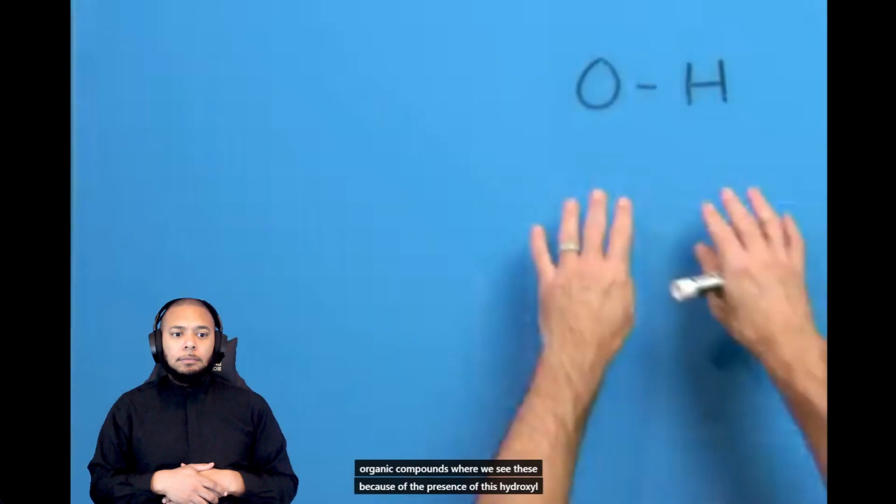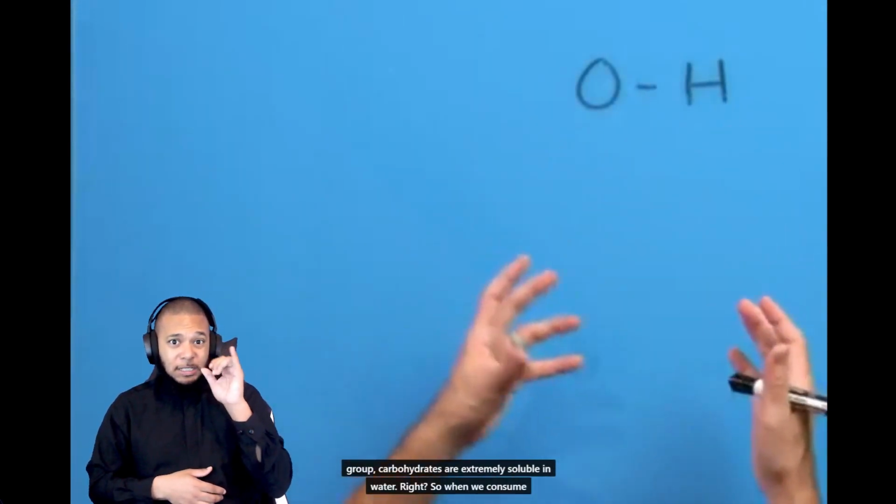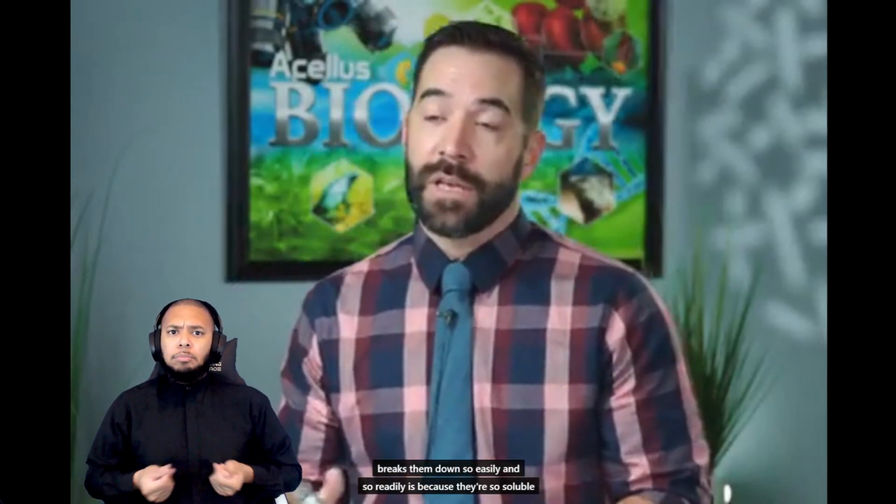Carbohydrates are one of the organic compounds where we see these. Because of the presence of this hydroxyl group, carbohydrates are extremely soluble in water, right? So when we consume carbohydrates, that's one of the reasons why our body breaks them down so easily and so readily, because they're so soluble. Once they get inside our systems, they can be easily broken down, and then we can get that energy out of them quite a bit quicker than we can, say, the lipids or the proteins, so it doesn't have to work.